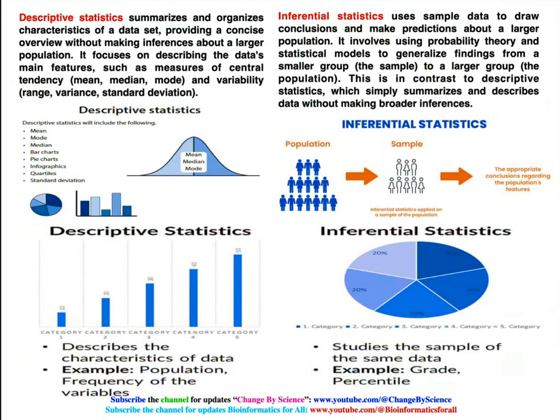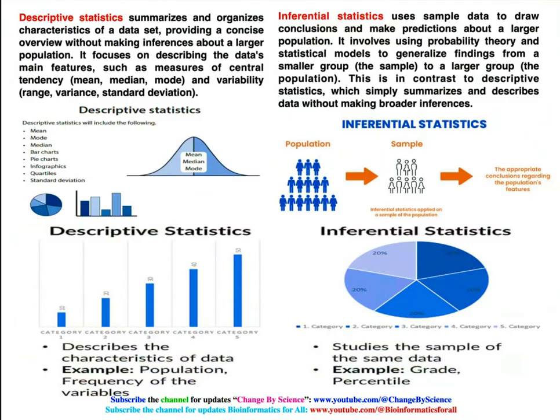And it focuses on describing the data's main features, such as measures of central tendencies and variabilities. But in inferential statistics, it uses sample data to draw conclusions and make predictions about a larger population. It involves using probability theory and statistical models to generalize the findings from a smaller group to a larger group. This is in contrast to descriptive statistics, which simply summarizes and describes the data without making broader inferences.